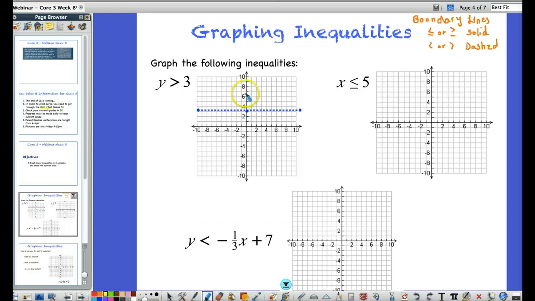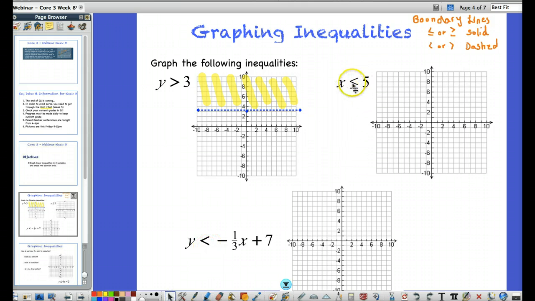So would that be above this line or below that line? Above it. Good. So what you want to do then is shade above that line. Because basically what that's saying is any point up there is going to have a y value greater than 3. Good? All right, let's move on to the x one then.